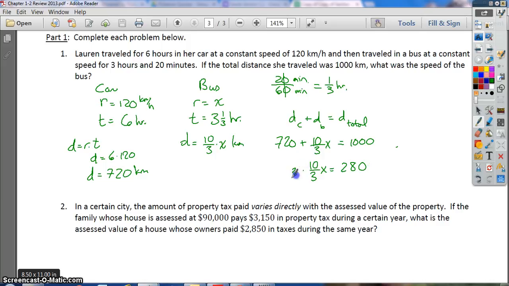So what I'm going to do here is multiply by 3 over 10 on both sides, the reciprocal. That's going to leave me with these zeros cancel out. And 28 times 3. So 3 times 8 is 24. 3 times 2 is 6, 6 plus 2 is 8. So 84 kilometers per hour is how fast your bus was traveling. Okay, so the bus's speed is this, or rate, however you want to say it. Right? So there's number 1.